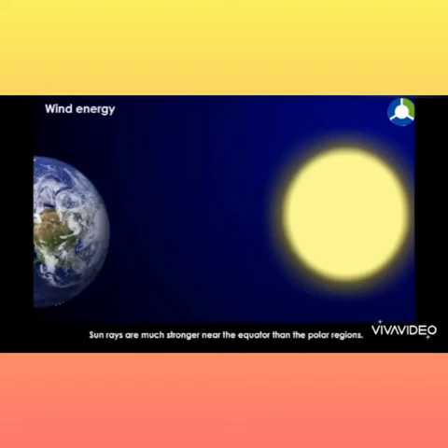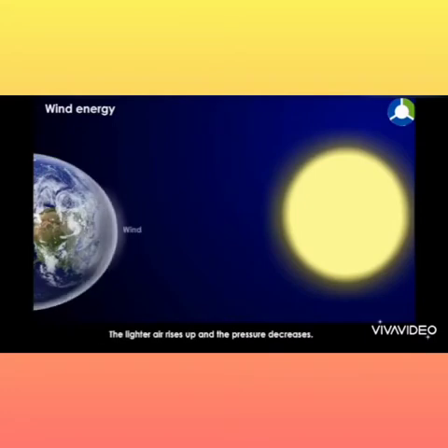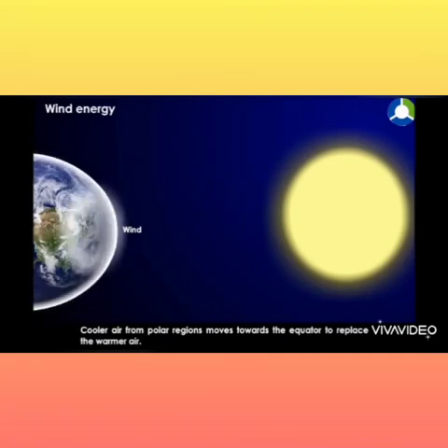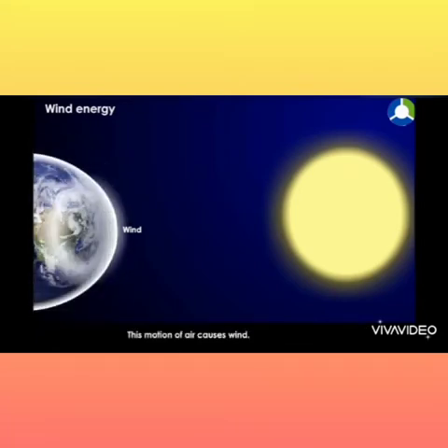Sun rays are much stronger near the equator than the polar regions. So, air in the equatorial region becomes warmer and its density decreases. The lighter air rises up and the pressure decreases. Cooler air from polar regions moves towards the equator to replace the warmer air. This motion of air causes wind.